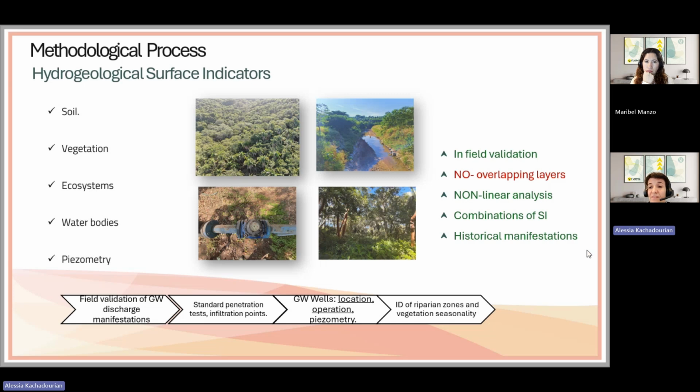But we discovered that construction engineering data can be a very clear surface indicator, like the standard penetration test and infiltration points. Even when we have some strong surface indicators, like this engineered data, but also the groundwater depth, we always have to validate in the field.